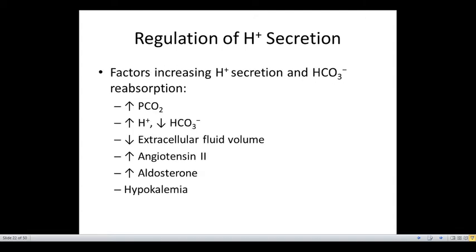Let's now summarize the factors increasing hydrogen ion secretion and bicarbonate ion reabsorption. Increased partial pressure of carbon dioxide, increased hydrogen ion secretion and decreased bicarbonate ion secretion. Decreased extracellular fluid volume, increased angiotensin 2, increased aldosterone and hypokalemia.